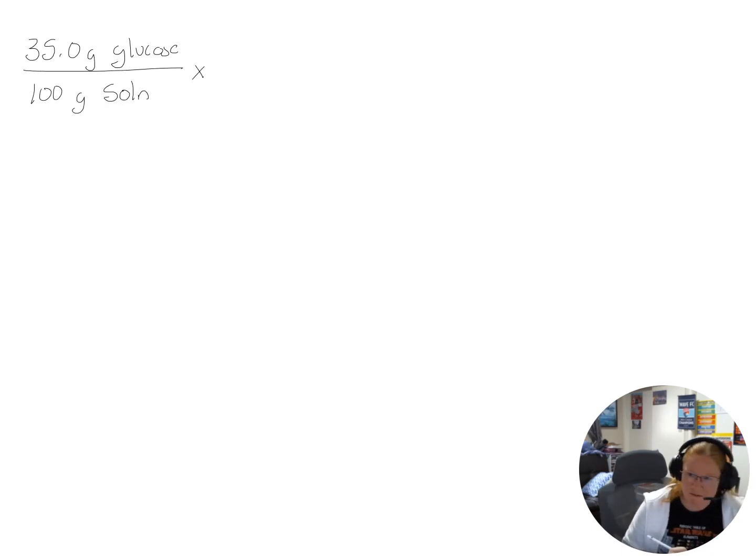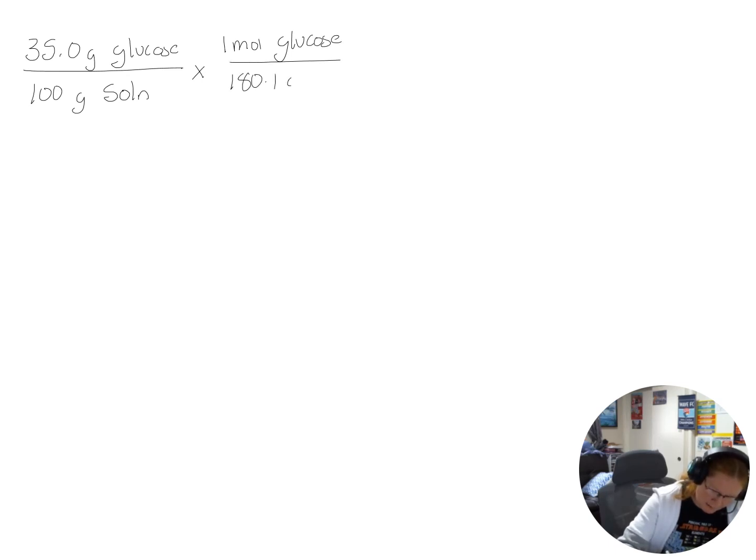Okay, so I have 35 grams of glucose in every 100 grams of solution. Okay, we said for that top we need to go from grams to moles, so I'll use the molar mass. 1 mole of glucose in every 180.1 grams of glucose.